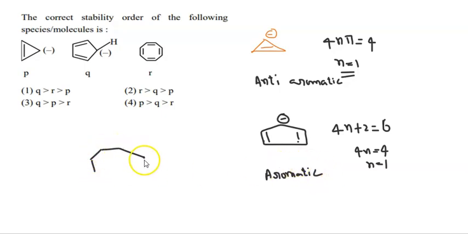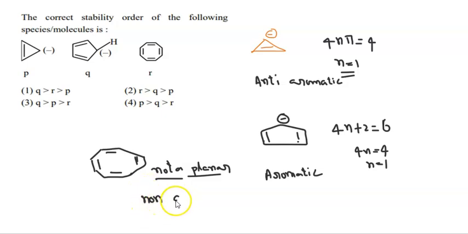If I am going to take cyclooctatetraene, double bond, double bond, double bond, double bond, this compound is cyclic, but it is not planar. It is due to the presence of hydrogen repulsions. If it is not planar, it is neither an anti-aromatic compound nor an aromatic compound. This compound is a non-aromatic compound.